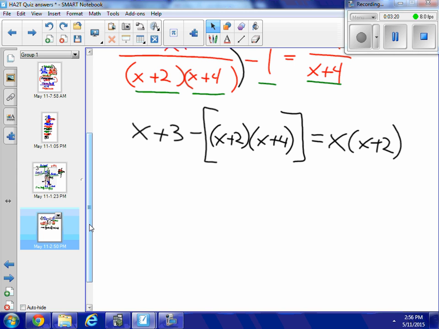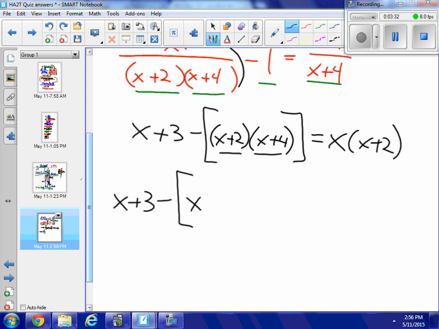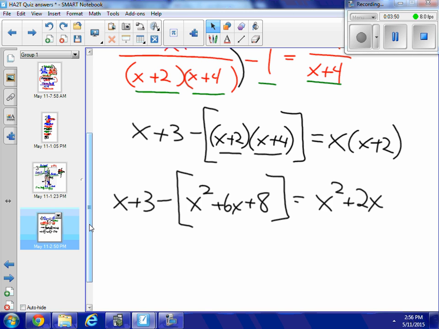So x plus 3, there's nothing I can really do with that. I'm going to leave that as x plus 3 minus, and in this bracket, I have two binomials. This is going to be a quadratic. It's going to be x squared plus 6x plus 8, and that is going to be equal to x squared plus 2x. Now, you might ask me, well, why did I bother to expand that? Why didn't I just leave it in factored form?